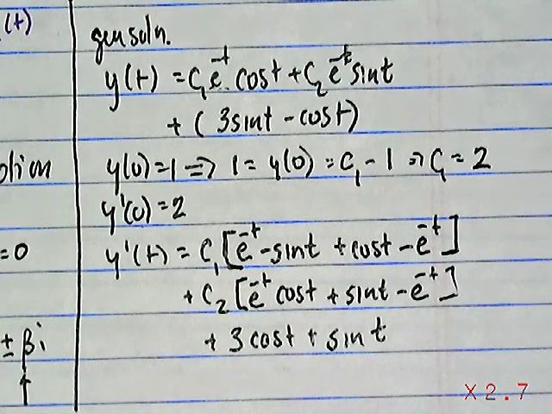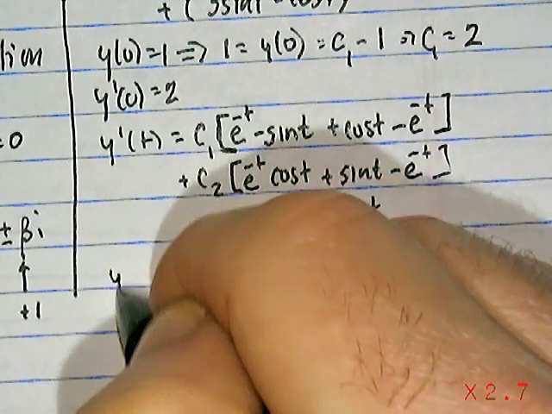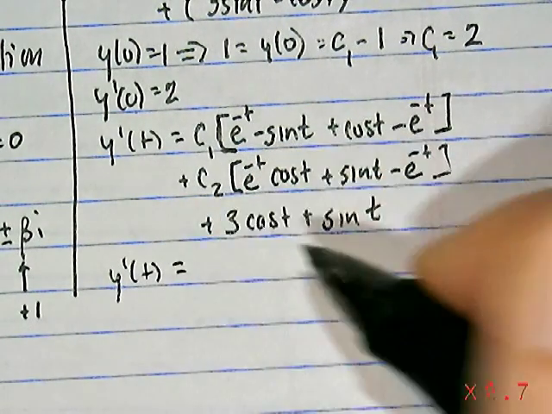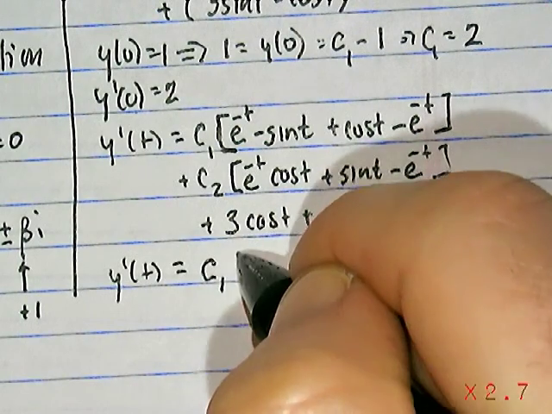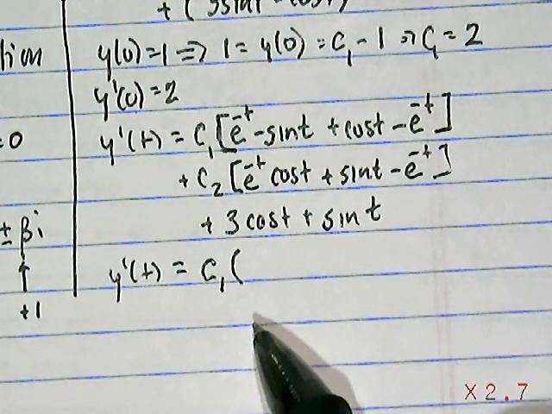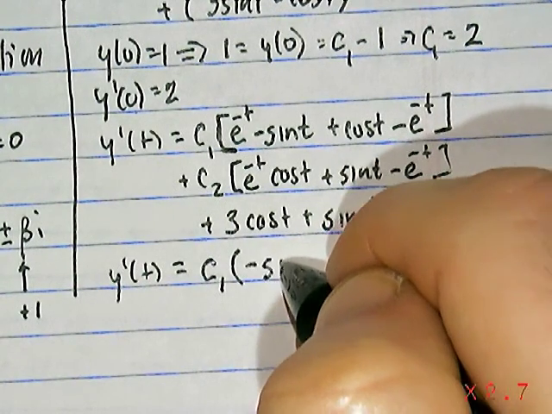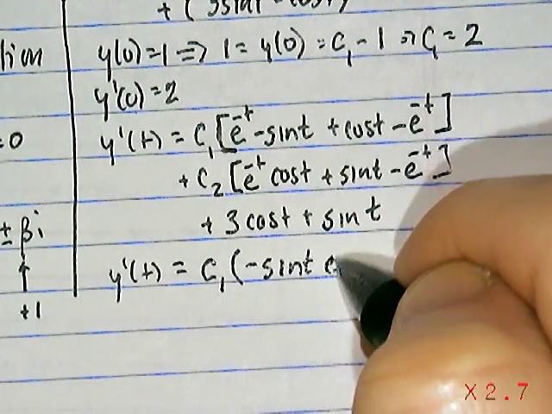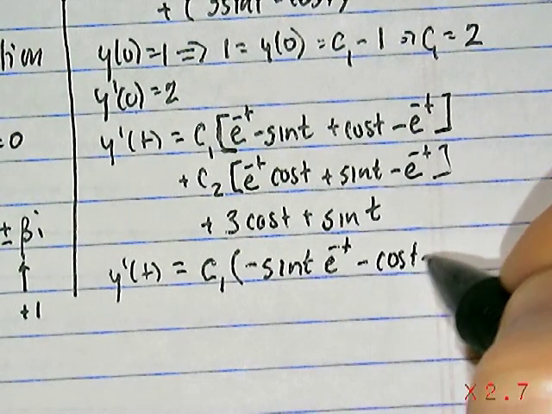So we could maybe clean this up just a little bit before we apply the initial condition. Let's do that just for a second. So what we've got is that the derivative would have to be quantity C1, right, like this. You have minus cosine t minus sine t. You're going to, let's write it this way, minus sine t times e to the minus t, minus cosine of t, e to the minus t.